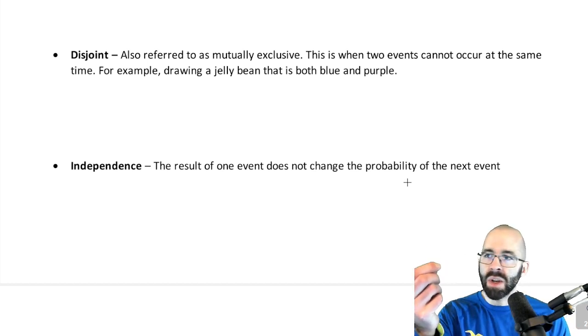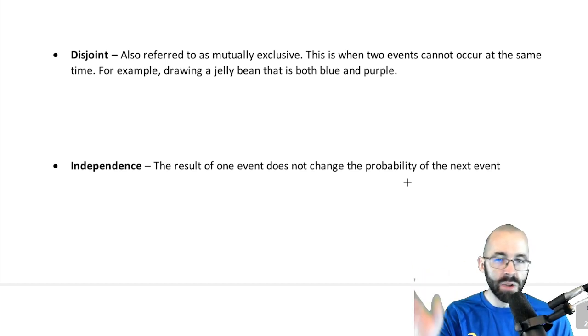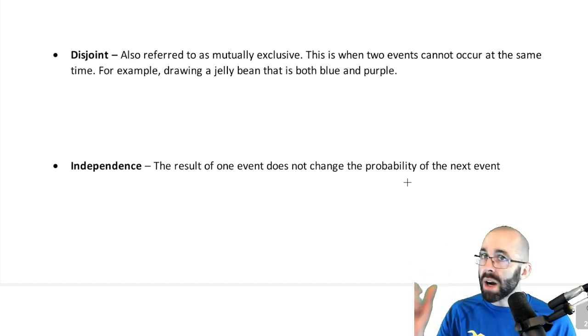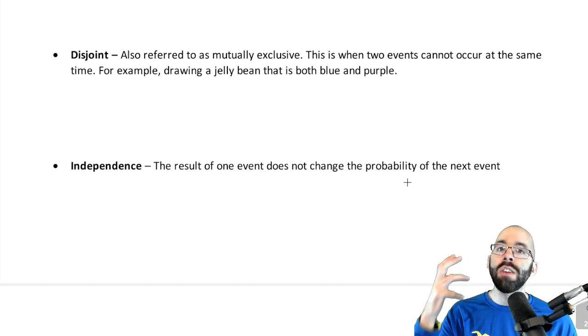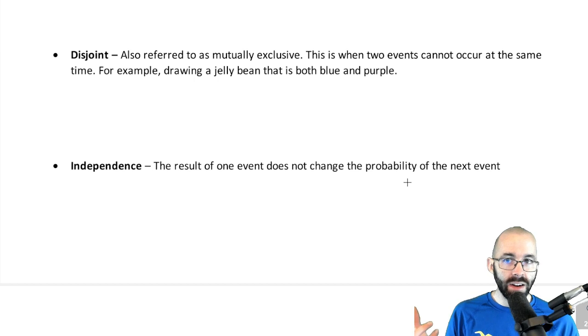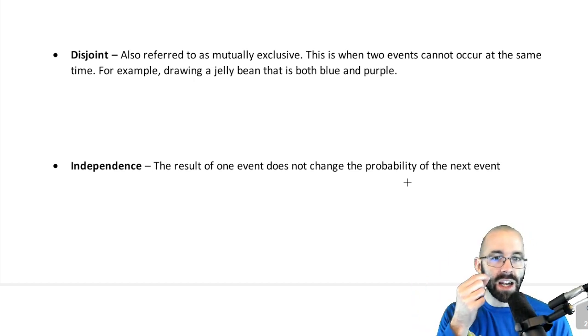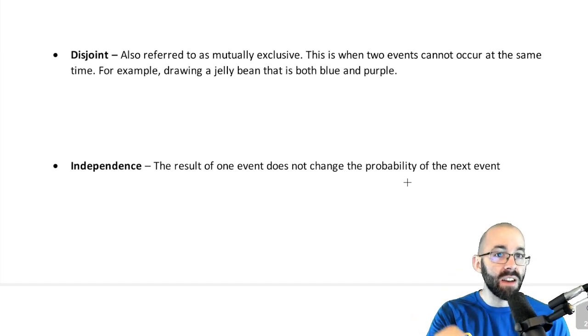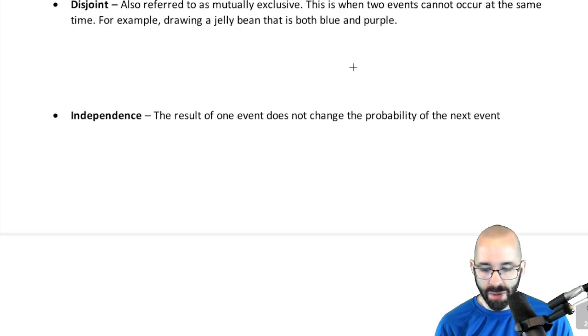Independent means the result of one event does not change the probability of the next event. So if I drew a jelly bean and it's purple and I put it back, that event does not change the probability of the next jelly bean, assuming I put it back and shuffled. But if I drew a jelly bean and ate it, that would not be independent of what happens if I drew another jelly bean. Because the color of the jelly bean I ate changes the probabilities of what's left in the bag. There's not the same number of jelly beans anymore. So that's something that would not be independent.